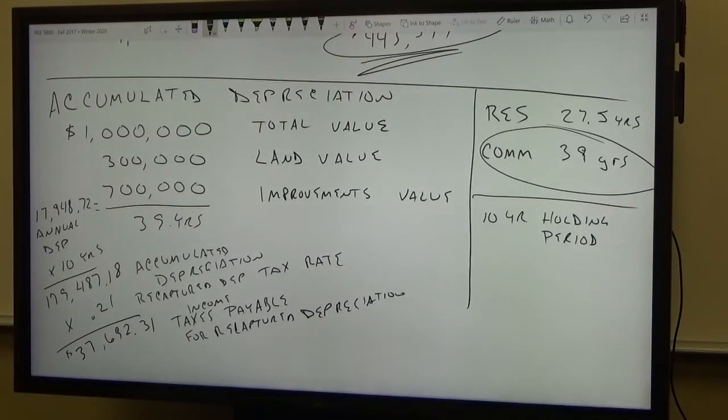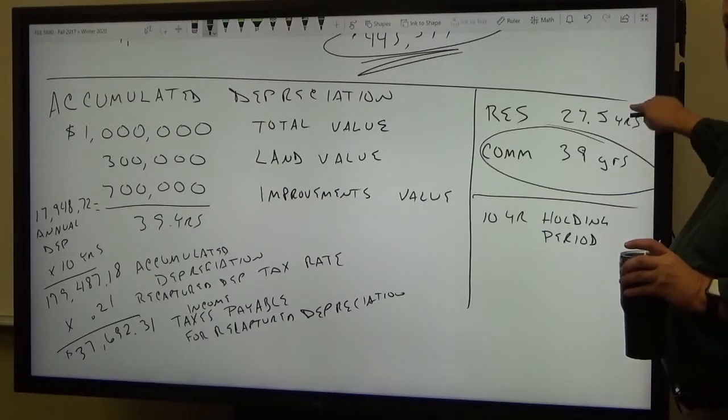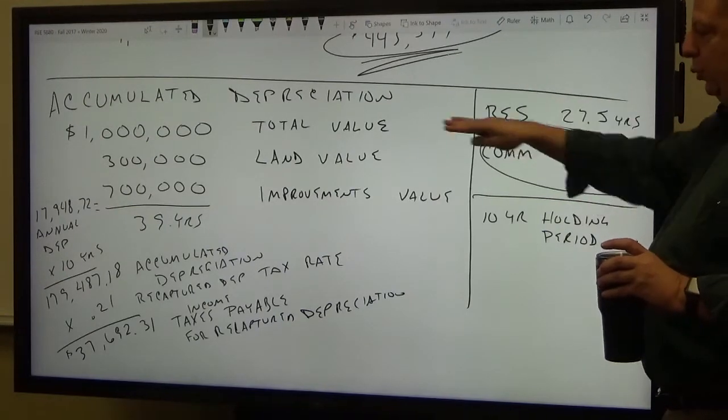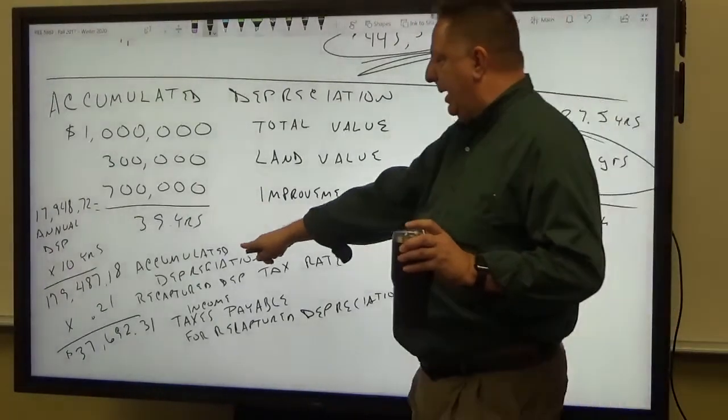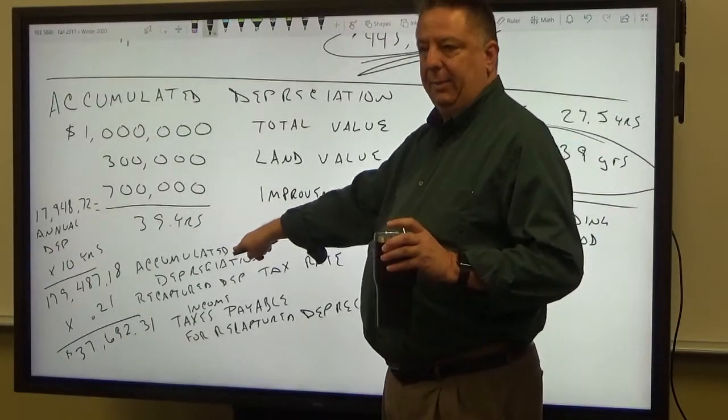Okay? Would the same tax rate apply to the residential, or would that be a different tax rate as well? In that component, they're the same. The only thing that's different would be the depreciation term. So the rate is going to be the same, but the dollar amount that you're going to be recapturing and accumulating is going to be different.